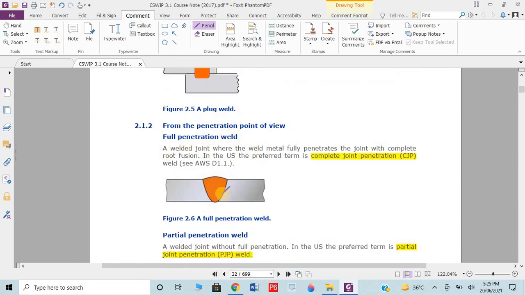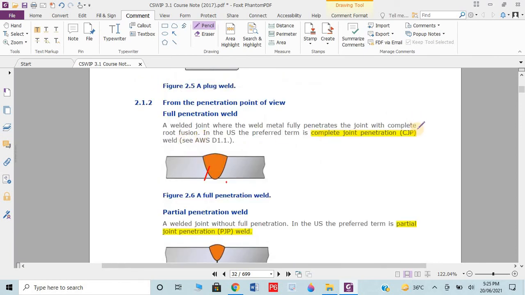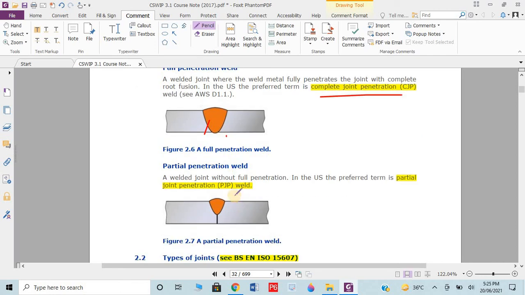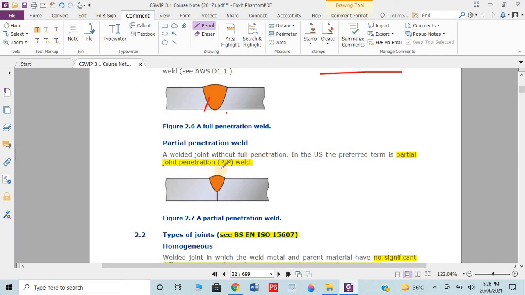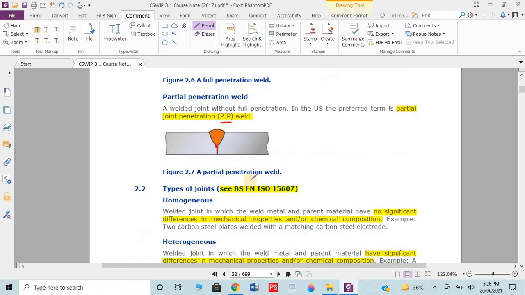Full penetration: if the penetration is up to there, then it's called full penetration. If the penetration is less, then it's not completely full penetration. Full penetration is also called complete joint penetration. From an examination point of view, this is also an important point. Then we have partial joint penetration, PJP, meaning here we have the starting point of the root, then we have partial penetration, not complete penetration.